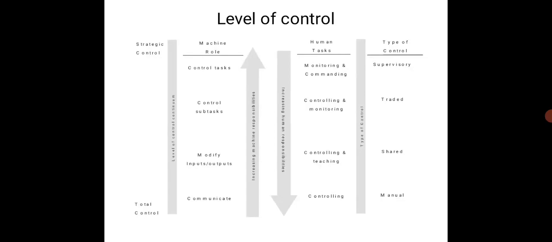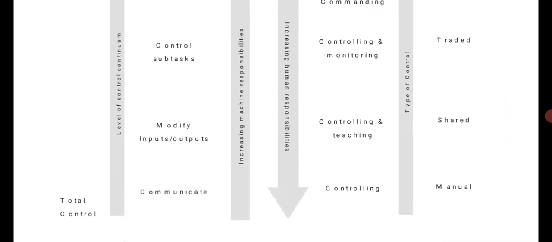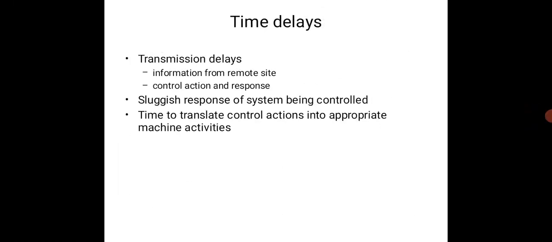This shows you the level of control, where you have the machine role and the human task, as well as the type of control, whether it's supervisory, traded, shared or manual. Now, time delays. What is time delay? It is preferably the transmission delay: how far the information reaches the robot from the remote side, what the control action is, and how it is responded to. The sluggish response needs to be controlled, as does the time to translate control actions into appropriate machine activities. That all refers to the time delays.